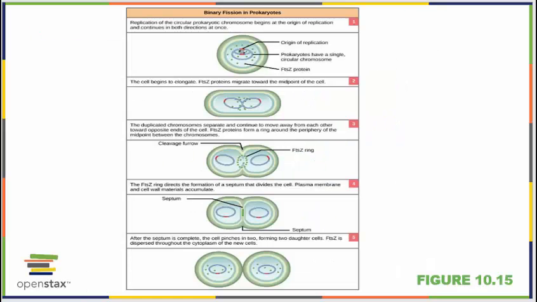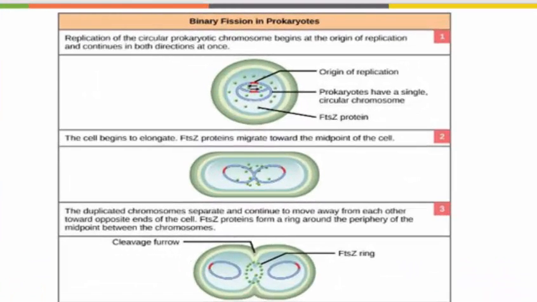This chart shows you the 5 steps related to binary fission in prokaryotes. Replication of the circular prokaryotic chromosome begins at the origin of replication and continues in 2 directions at once. Think about what it looks like when you peel the lid off of the top of a can of yogurt. One spot of initial separation all the way down the middle to the other end. That's step 1 in binary fission.